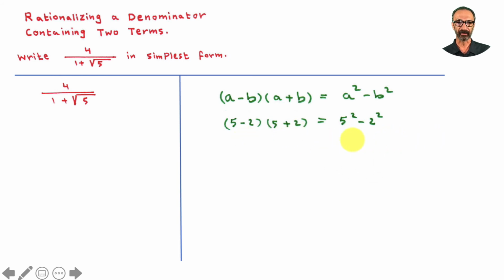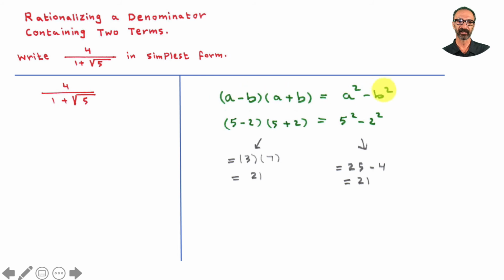If I do the math to see if this works with numbers, the left hand side is 5 minus 2, which is 3, 5 plus 2, which is 7, 3 times 7 is 21. 5 squared on the right side is 25, 2 squared is 4, 25 minus 4 is also 21.